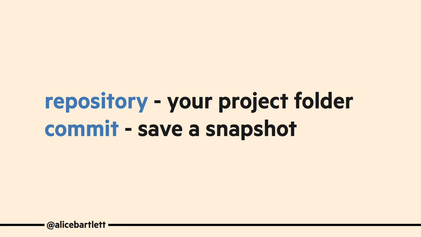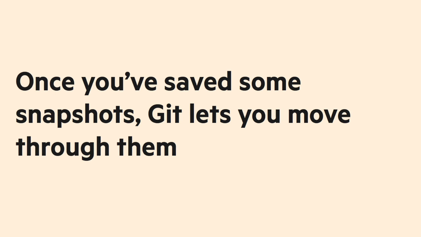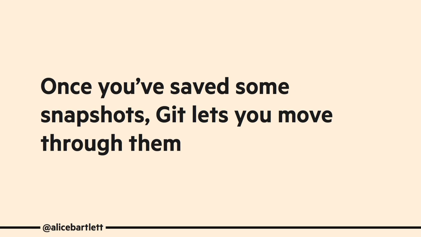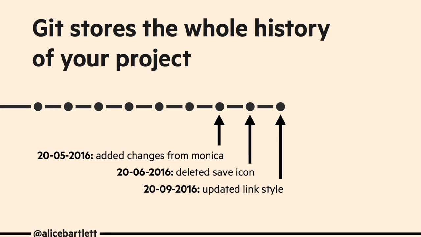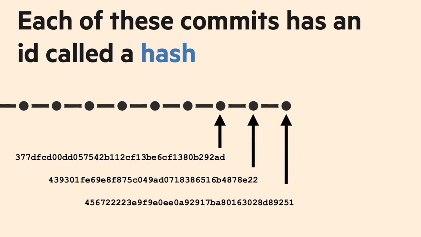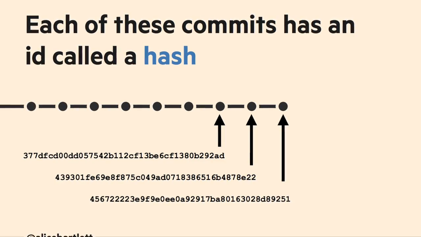So once you've got this history, you can now time travel through it using Git, which is really cool. So you can move through time, and so we said you've got this history of your project, and this is another really unfriendly, boring thing: each of these commits has what's called a hash, which is just a computer ID, basically. It's a very unfriendly, long list of characters.